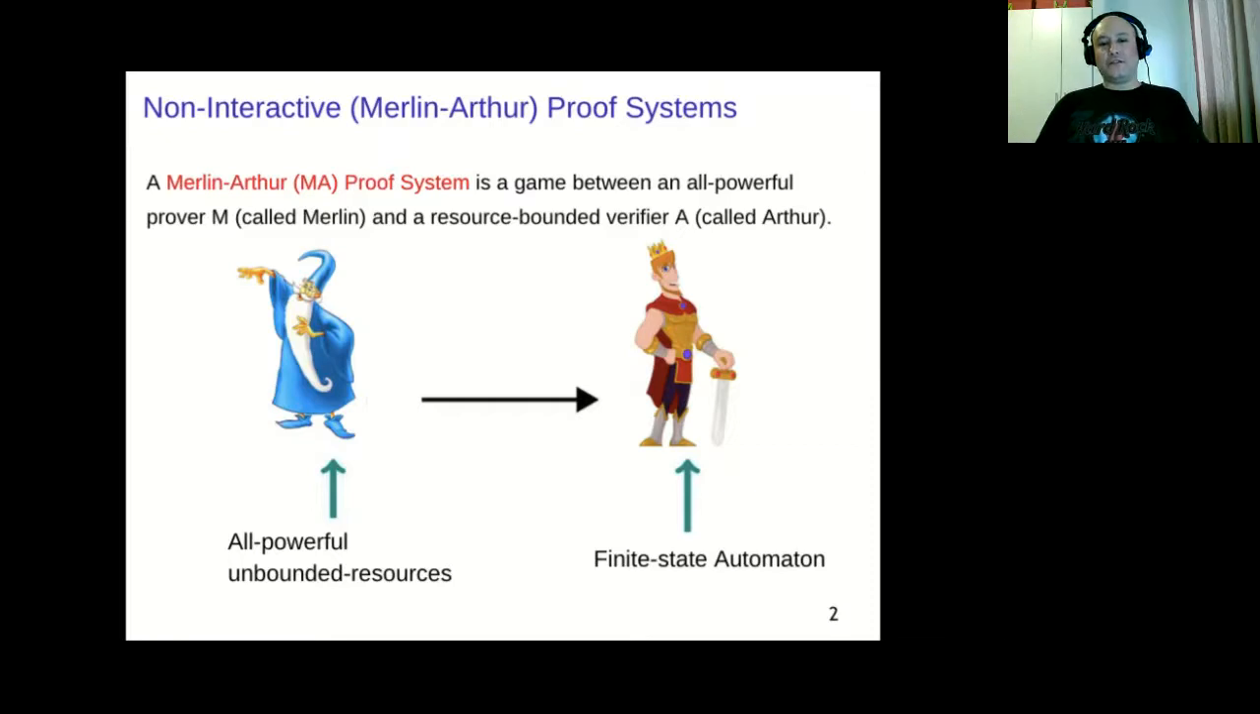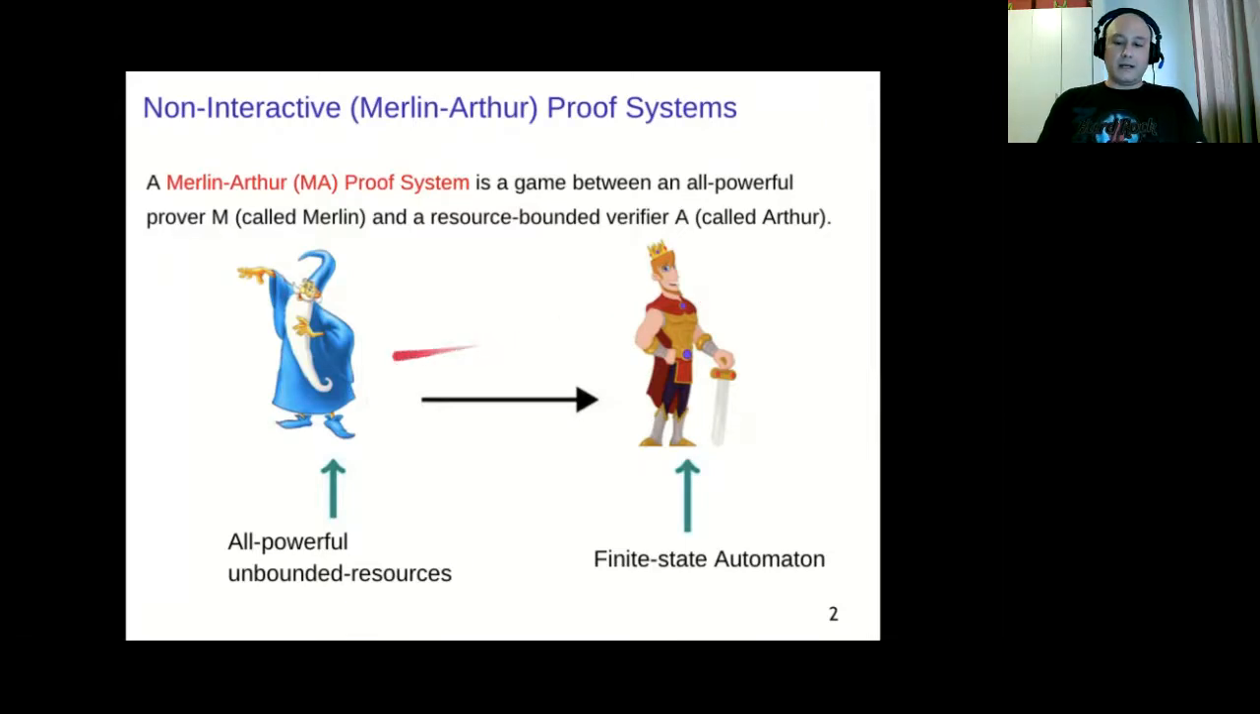Let me try to define what is a non-interactive proof system, right? We have interactive proof systems in complexity theory. In an interactive proof system, you have two computational entities. One is normally a very powerful computer, capable of computing even non-computable functions, that is interacting, sending messages to a weak verifier. Normally this weak verifier is modeled using a polynomial time Turing machine, right?